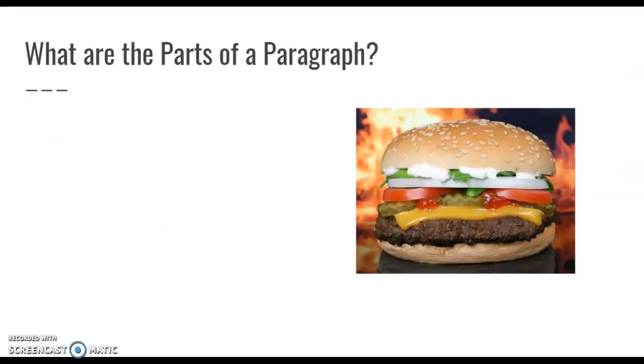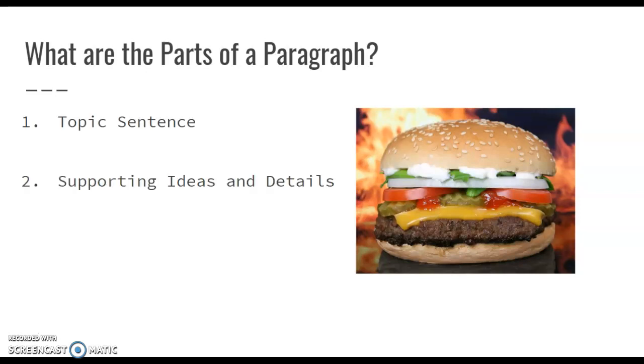So what are the parts of a paragraph? We have three basic parts: the topic sentence, the supporting ideas and details, or the body of the paragraph, and then the concluding sentence. So basically you can think of a paragraph as a hamburger, with the topic sentence being the top bun, and then you have the body of the paragraph, which contains the supporting ideas and details, and then we have the bottom bun, which is the concluding sentence.